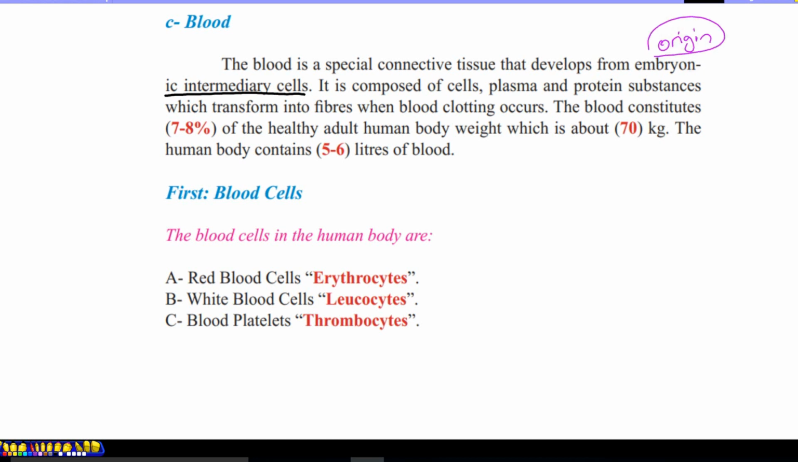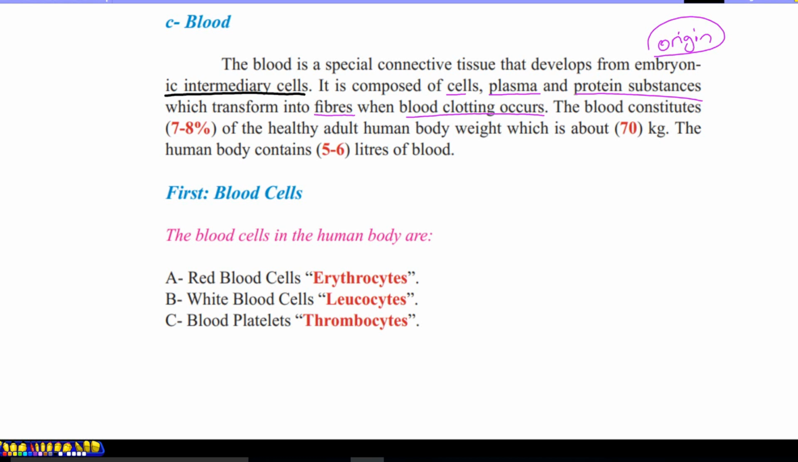A question may come up in the ministry exam about the origin of structures, like the origin of blood tissue, which is embryonic intermediary cells. It is composed of cells, plasma, and protein substance which transforms into fibers. We studied before that all types of connective tissue contain cells, a matrix, and fibers. But in blood tissue there are no fibers, only proteins which have the ability to transform into fibers when blood clotting, meaning blood coagulation, occurs.